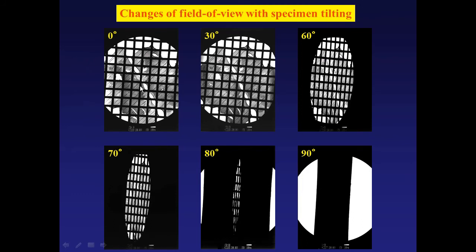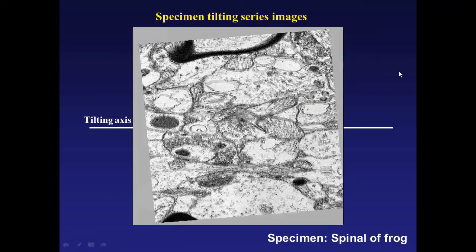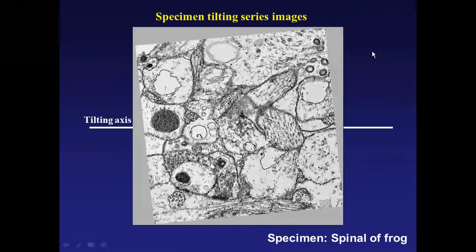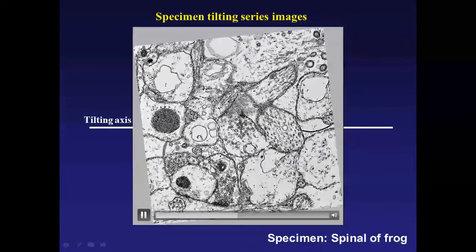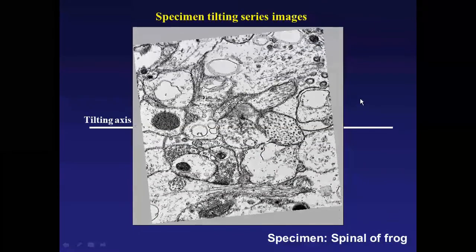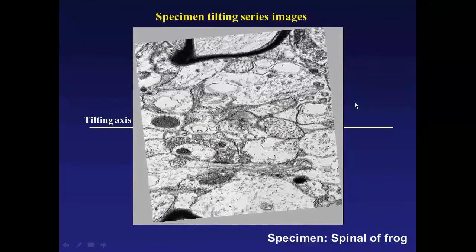With the goniometer function, we can tilt the stage from 0 degrees up to 90 degrees. I can show the mechanical tilting function like this. This is an example of a biological sample. This is the tilting axis. The specimen is tilting very smoothly. The mechanical control is very smooth.